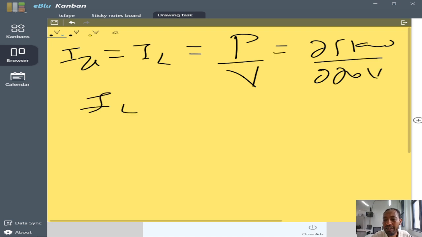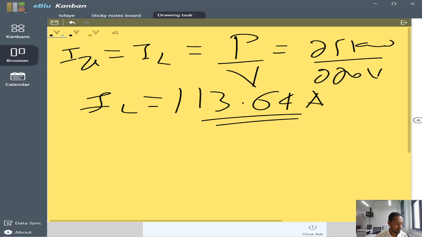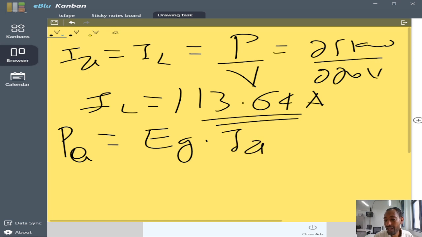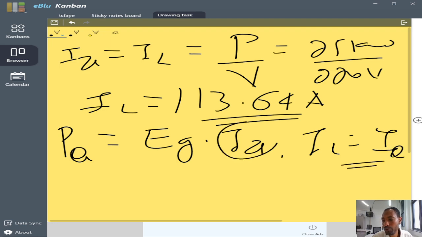Therefore, IL is how much? You can calculate it. It's around 113.64 ampere. Why do I need IL? Because I want to know the power generated, which is EG times IA. IL is going to be IA, so I came to know IA. What is remaining? EG.